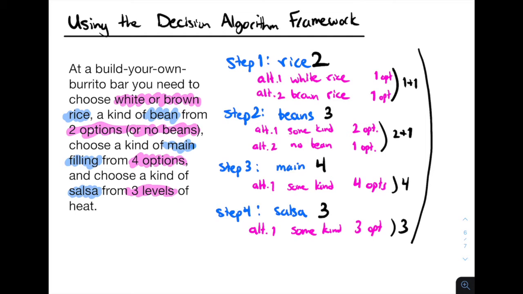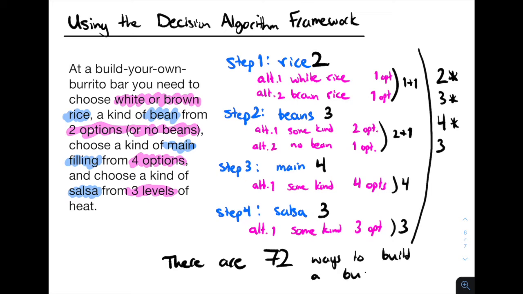We have steps, which tell us multiply. We have 2 times 3 times 4 times 3. Altogether, we find that there are 72 ways to build a burrito.